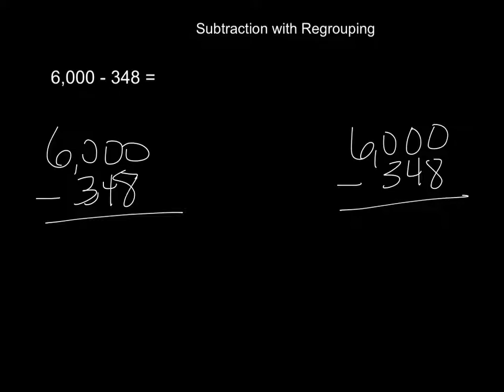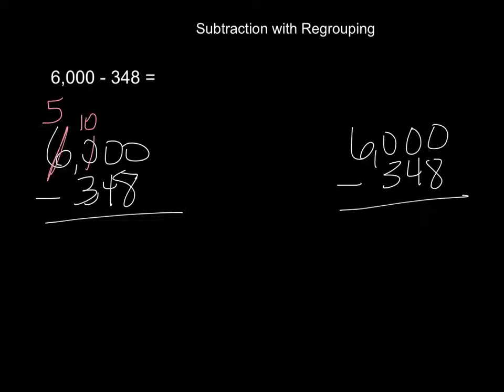If I can't take 8 out of the 0, then I'm going to have to start moving to greater place values. I'm going to move and move and see, oh look, there's 6,000 in this number. So what if I take 1,000 out of that and redistribute or regroup it? I'm going to take 1,000 out, so that's going to leave me with 5,000, and that 1,000 can be thought of now as 10 hundreds. 10 hundreds is the same value as 1,000.